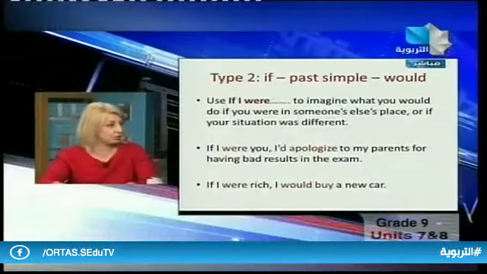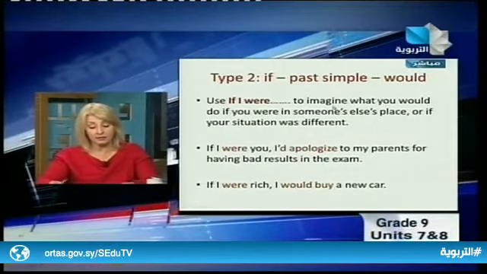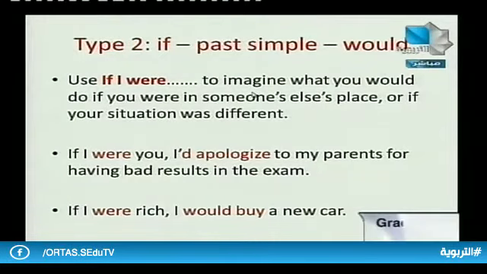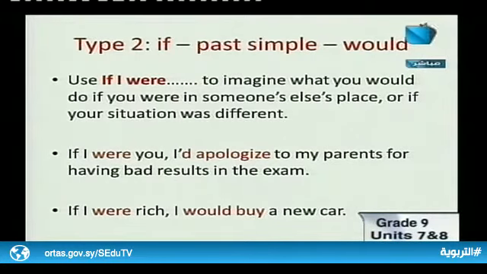Now, what else? Let's go on. What if we have the verb to be? For example, if I were rich, I would help the poor. This is an imaginary situation again. I'm not rich right now, but if one day I am rich, I will do so and so. Here you are imagining what you would do if you were in a different situation, in someone's shoes or in someone else's place. Or we can say, if it were me, I would do so and so.